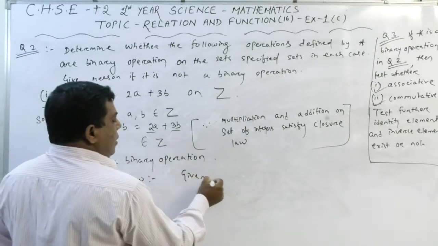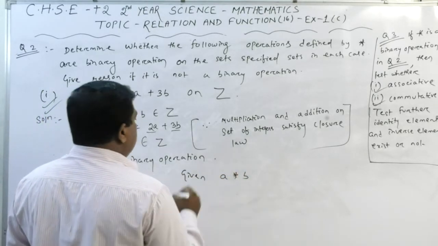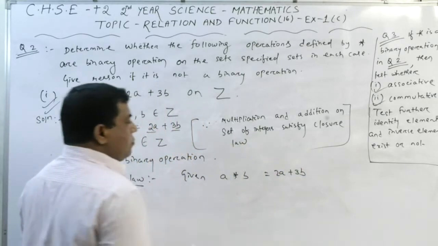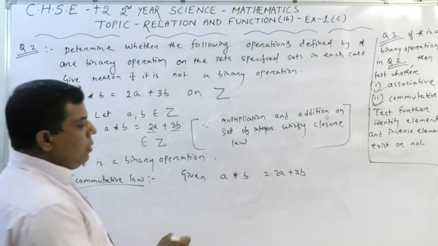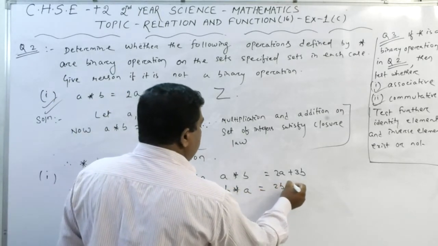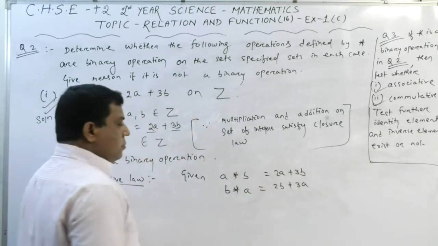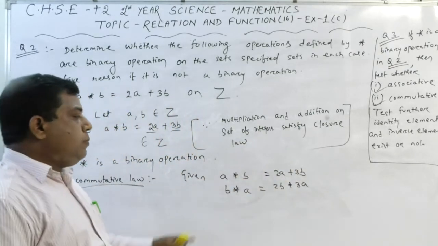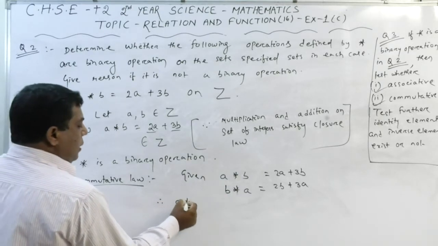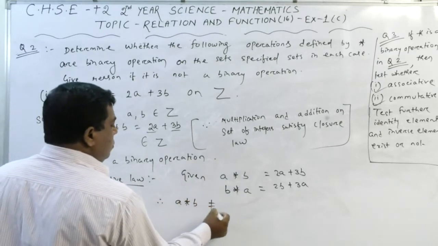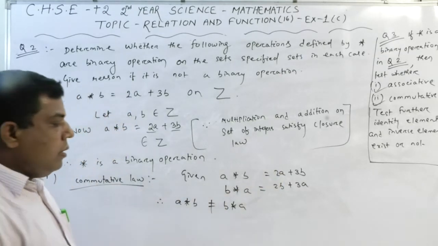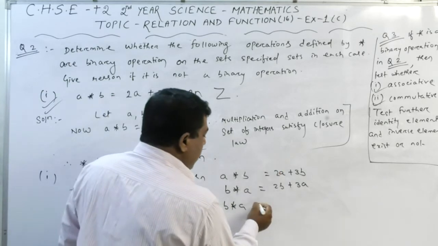Given A star B is 2A plus 3B. Now what happens with B star A? So it is 2B plus 3A. Clear? Yes or no? Are both equal? Therefore, A star B is not equal to B star A. Both results are not the same. That implies it is clearly verified.